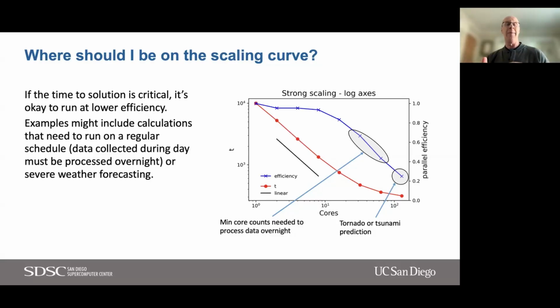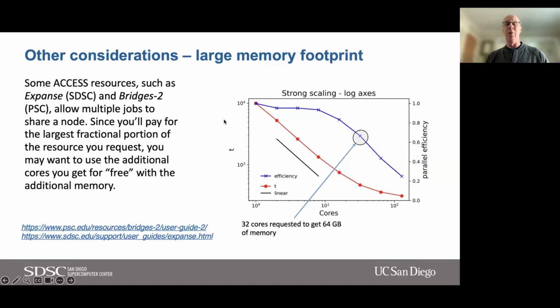So let's say your calculations are tied to, say, data collection. You collect data every day, and you need to process it overnight. There you might want to run at a lower parallel efficiency as long as it's still making gains. And if it's something really critical, and I don't think anybody here is doing this, but if you're working, say, for the National Weather Service and you're doing tornado or tsunami prediction, run on as much hardware as you have, as long as you keep reducing time to solution.